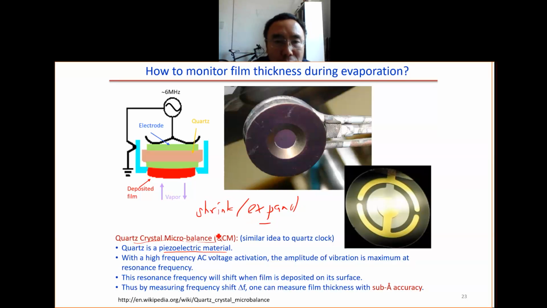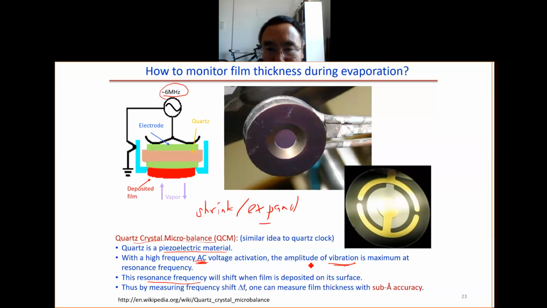So when you apply the voltage, it will shrink or expand. When you apply AC voltage, it will vibrate. This one, we have 6 megahertz, it will vibrate at 6 megahertz frequency. So the resonant frequency will shift.